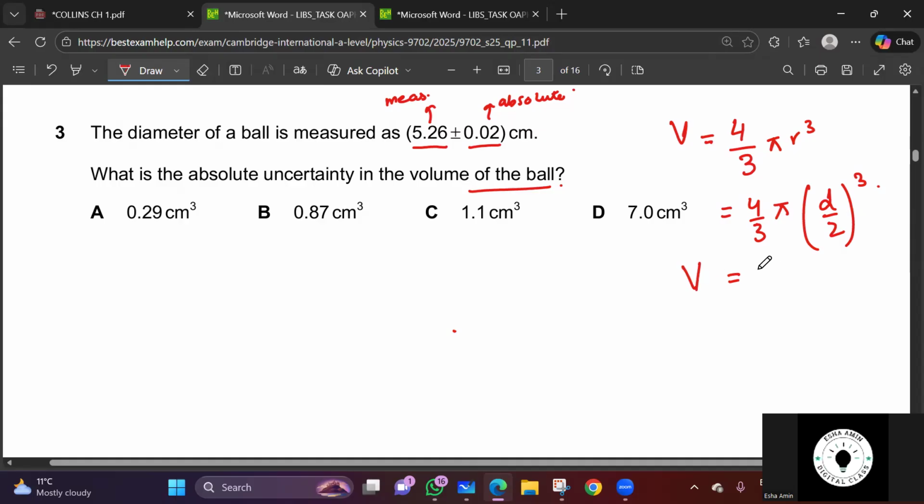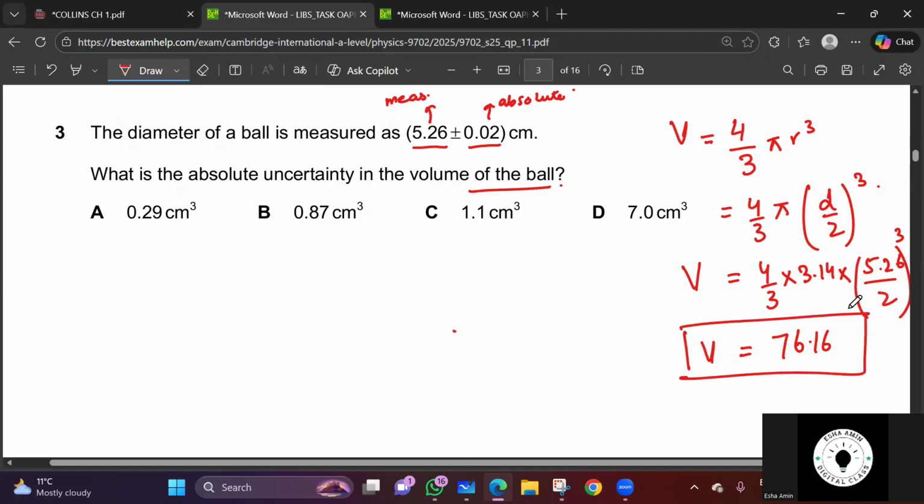So the value of the volume is 4 by 3 pi into the diameter, which is given as 5.26, over 2, divided whole cube. When we do the calculations, we will get 76.16. Okay, so this is the value of the volume, right? Or the measurement of the volume, right?